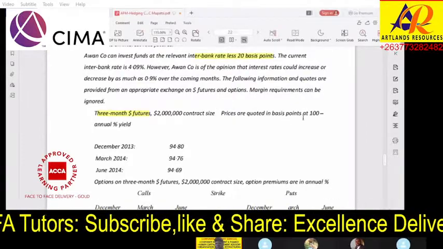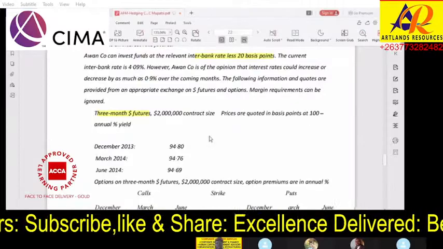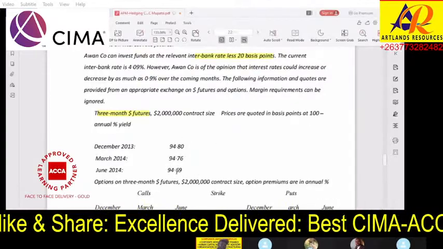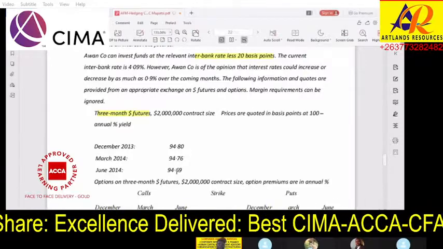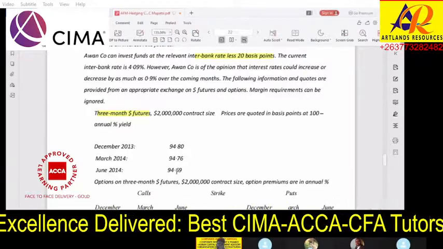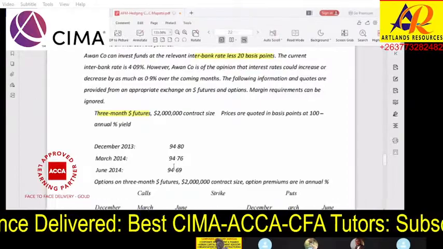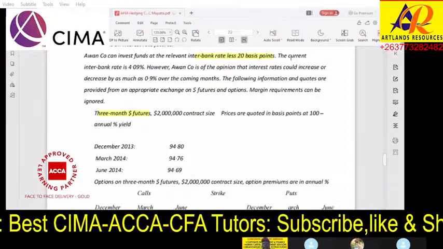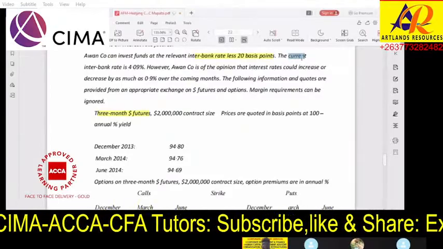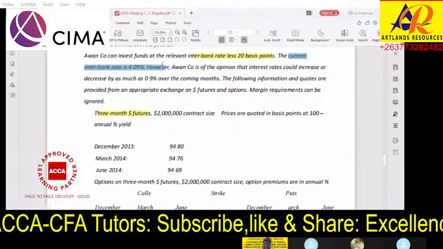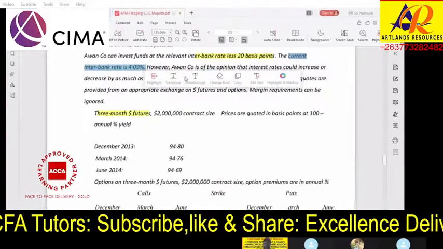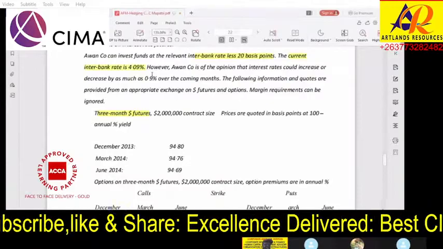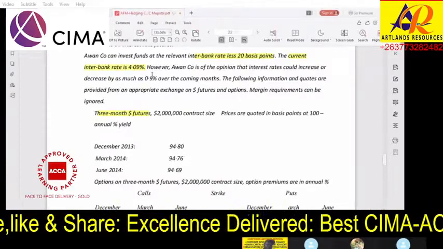Prices are quoted in discount basis. So you will now understand that these are interest rates. So when you say futures price, in this case, because we are talking of interest rates, we are referring to the interest rate quoted on the futures contract. Now, when they say the current interbank rate is, it means this is the spot. That's the current interbank rate, the spot.